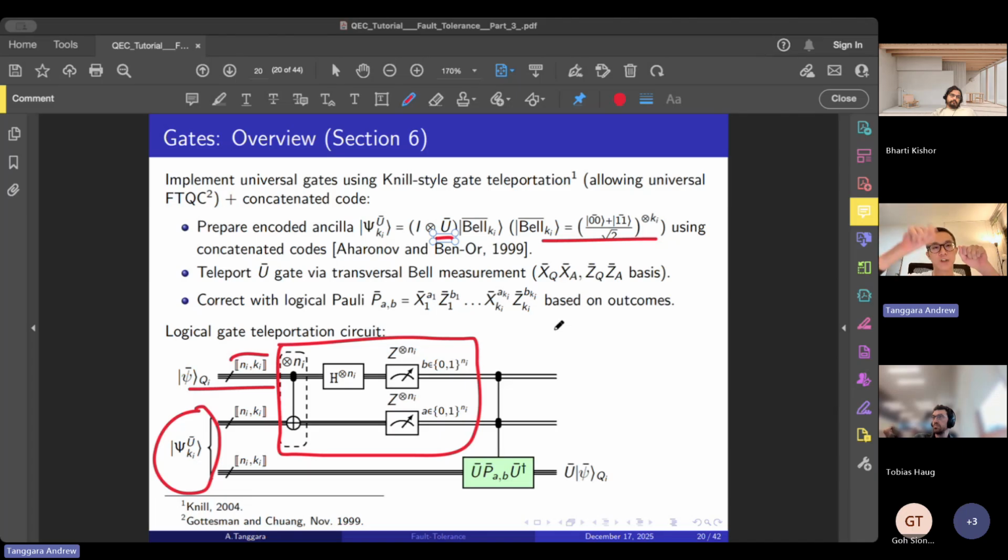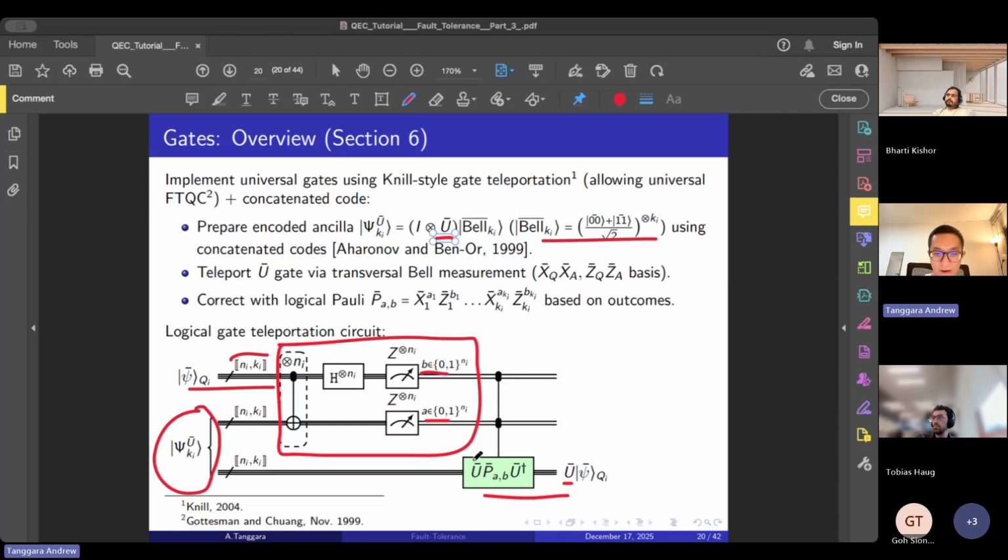I couple each of the physical qubits, then I do a Hadamard, and then single-qubit Z measurements. Effectively, I'm going to implement this U bar on this psi bar, but now it's moved to one of the ancilla systems. And depending on the measurement outcome, I'm going to have some correction that I need to do.